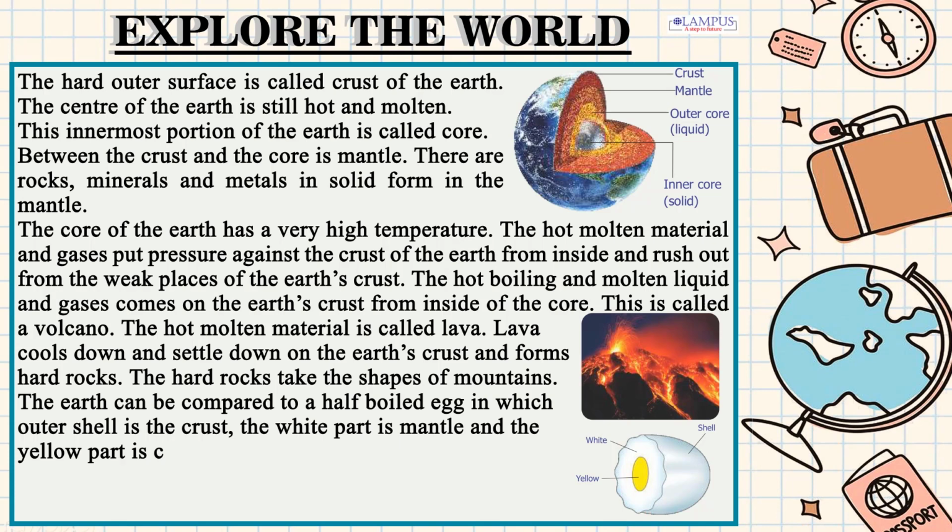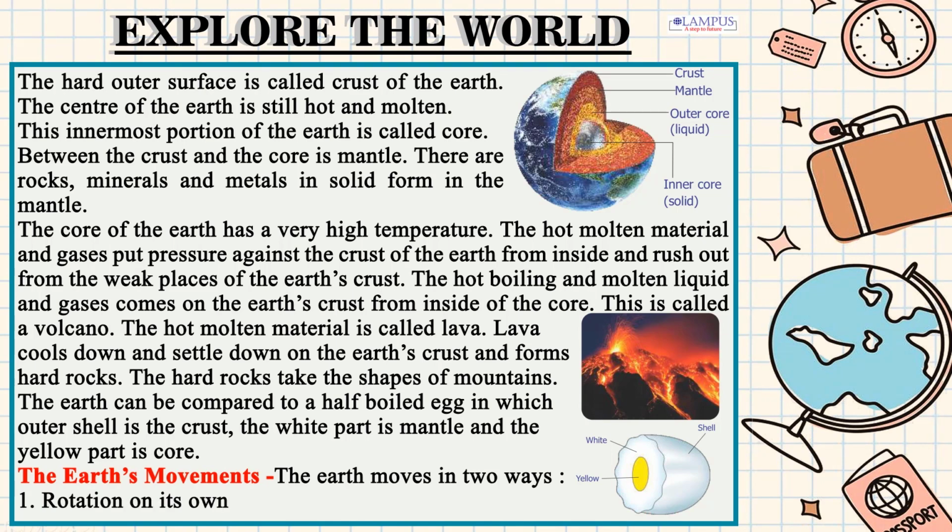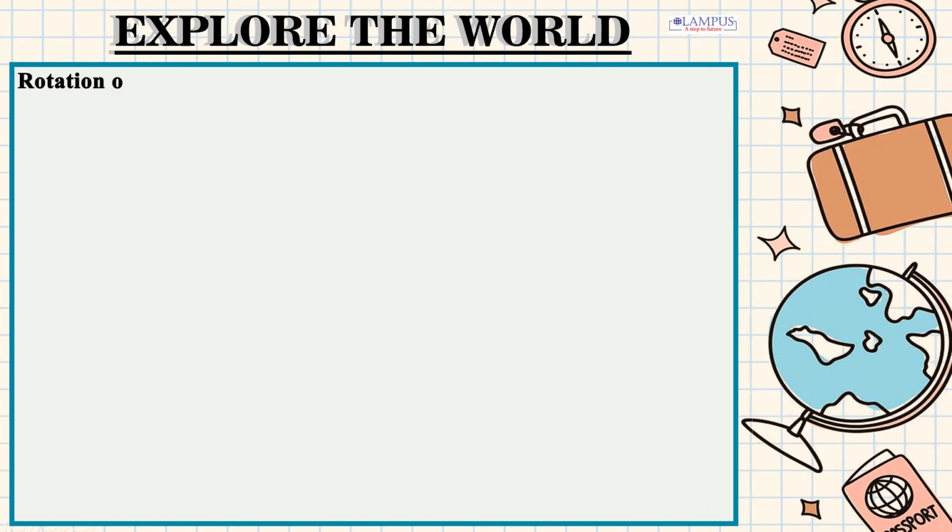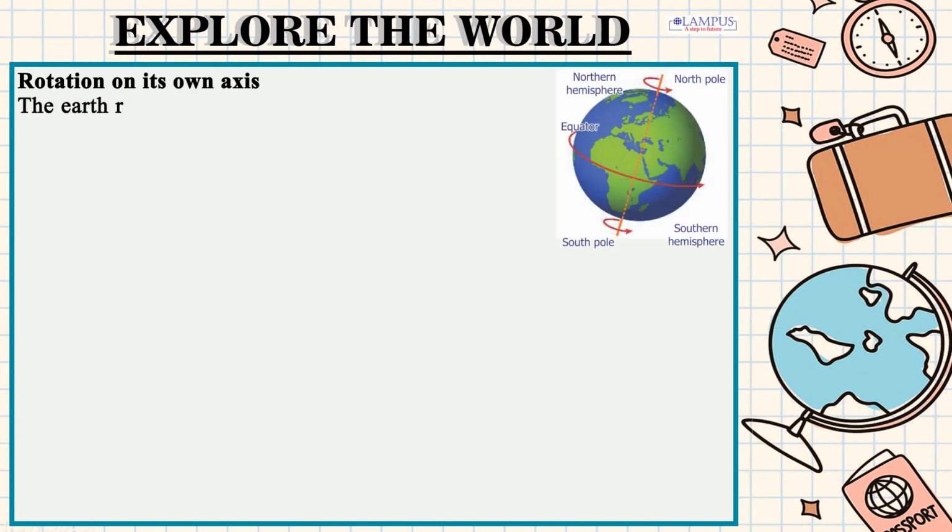The Earth's movements. The Earth moves in 2 ways. 1. Rotation on its own axis. 2. Revolution around the Sun. Rotation on its own axis. The Earth rotates on its own axis.